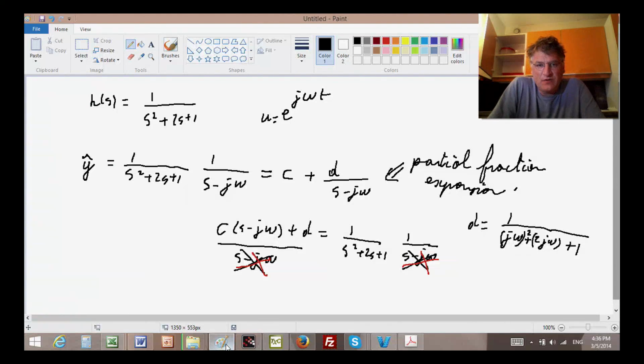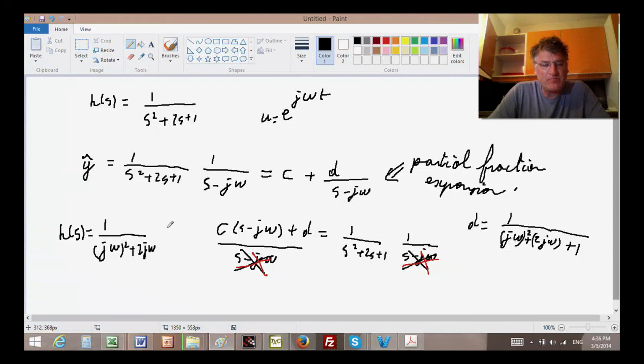Next, we compute C. For that purpose, we rewrite h of s is equal to d, which is 1 over j omega squared plus 2j omega. Let me erase this. Okay, we're gonna restart fresh.